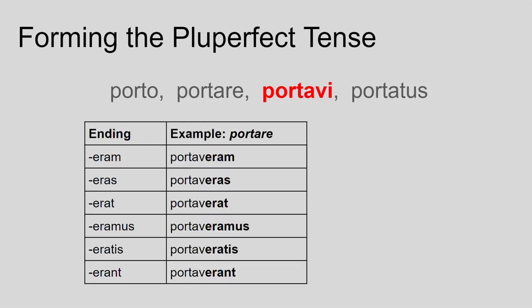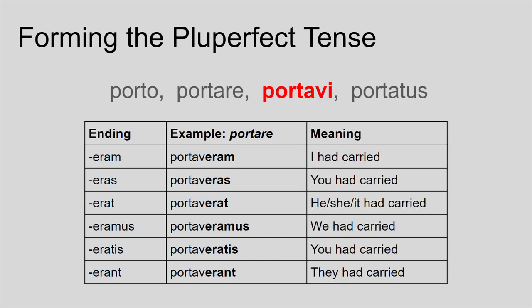So I get portaveram, portaveras, portaverat, portaveramus, portaveratis, portaverant. When translating, don't forget that "had". So they mean I had carried, you had carried, he, she, it had carried, we had carried, you had carried, and they had carried. So you have to have the third principal part, the perfect stem, and you take off that I and you add on the pluperfect endings instead.